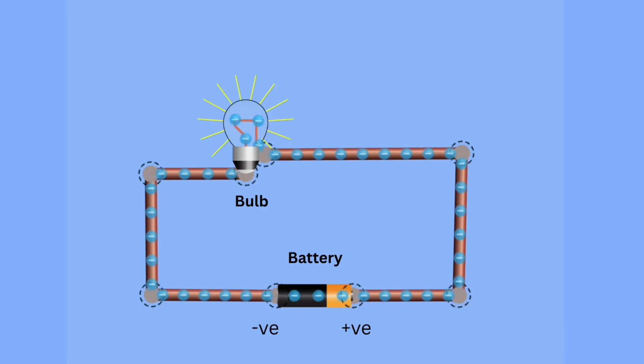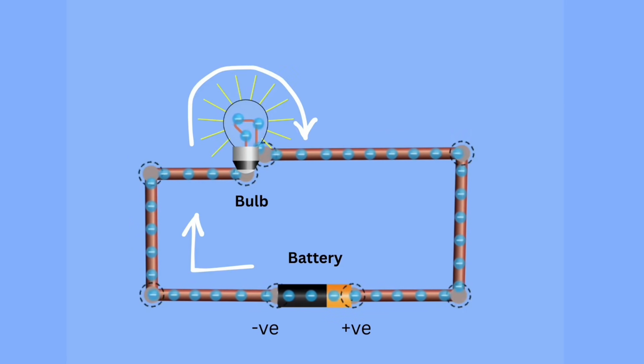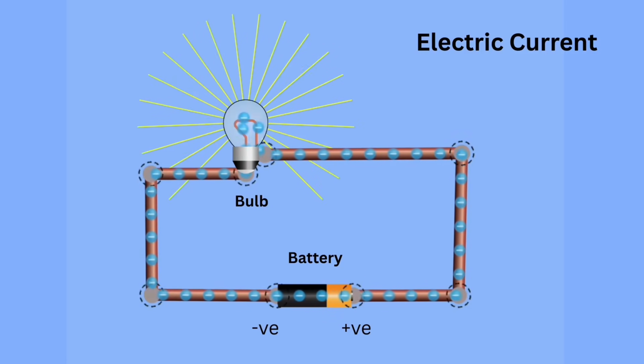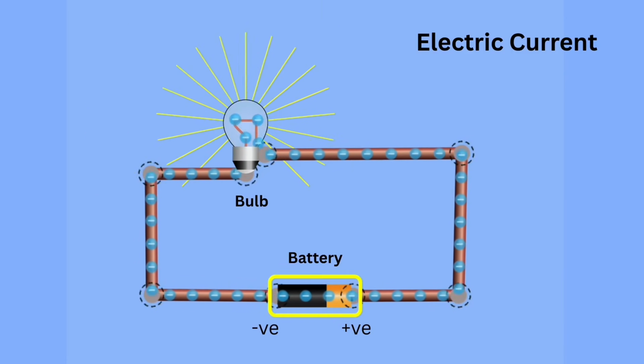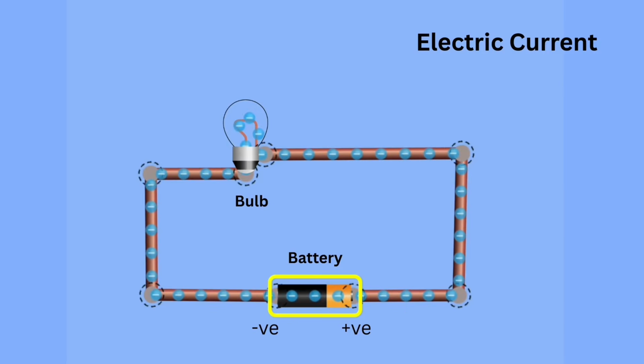When the circuit is complete, these electrons start moving through the wire from the negative terminal, pass through the bulb, making it glow, and return to the positive terminal. This continuous movement of electrons through the wire is called electric current. The greater the number of electrons flowing per second, the stronger the current. This flow continues as long as the battery can maintain the potential difference. Once the battery's energy is used up, the flow slows down and eventually stops.